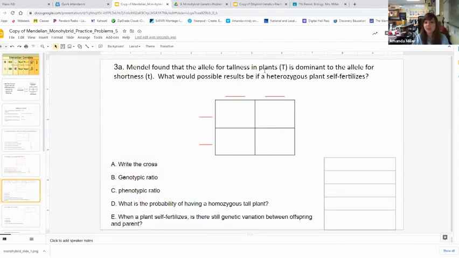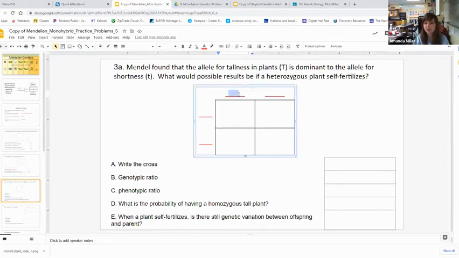This one is going to deal with plants. Mendel found that the allele for tallness in plants, big T, is dominant to the allele for shortness, little t. What would be the possible results if a heterozygous plant self-fertilizes? So all that means is our heterozygous plant reproduces with itself. So heterozygous, again, is different alleles. So big T, little t. And since it's the same parent, big T, little t.